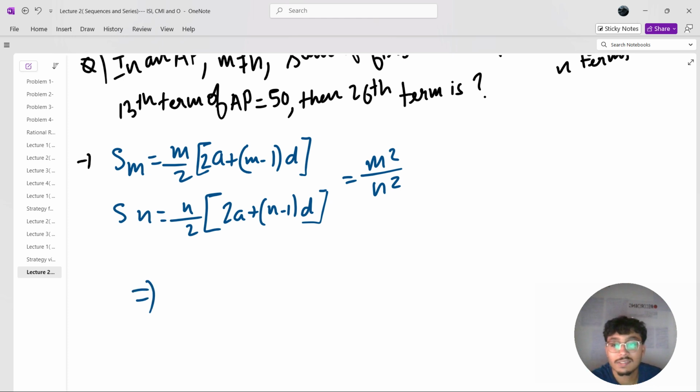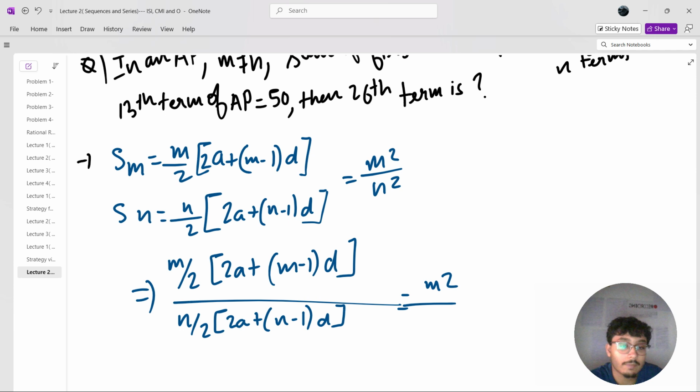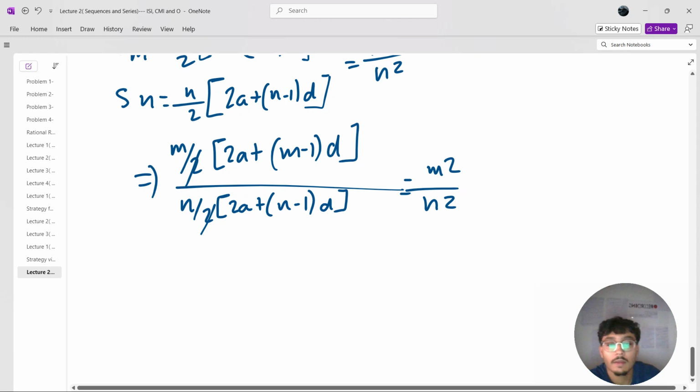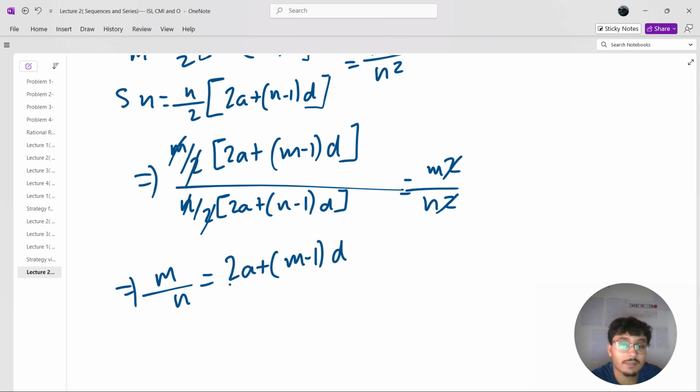So basically it is going to be m by 2 into (2a plus (m minus 1) into d) by n by 2 into (2a plus (n minus 1) into d). This is going to be your m square by n square. My 2 and 2 get cancelled, and one m and one n also get cancelled. So ultimately what we are left with is m by n equals (2a plus (m minus 1) into d) by (2a plus (n minus 1) into d).